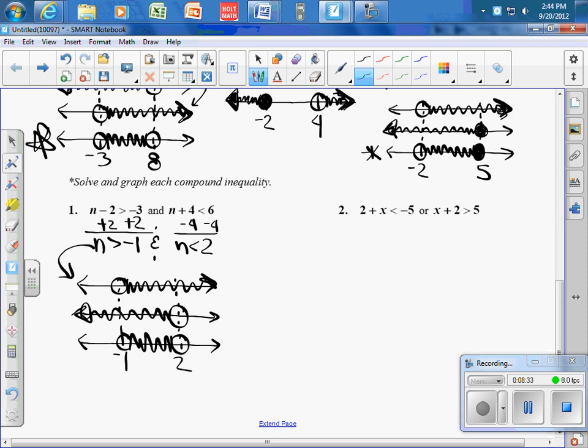In number 2, subtract 2 from both sides. X is less than -7. Subtract 2 from both sides. X is greater than 3.